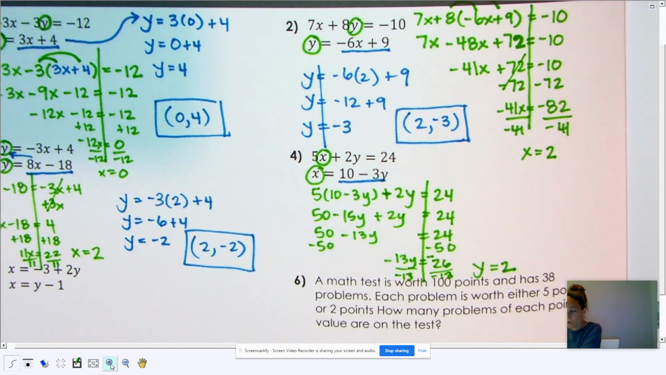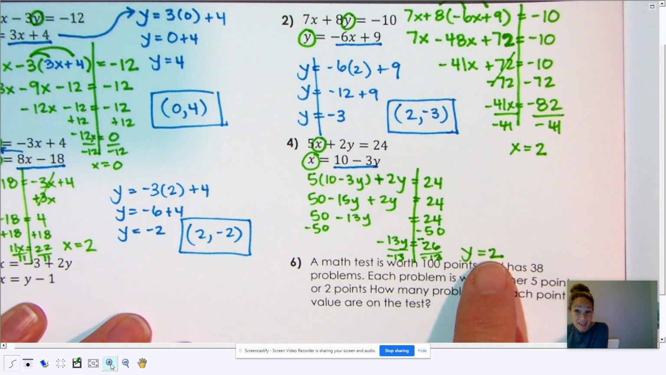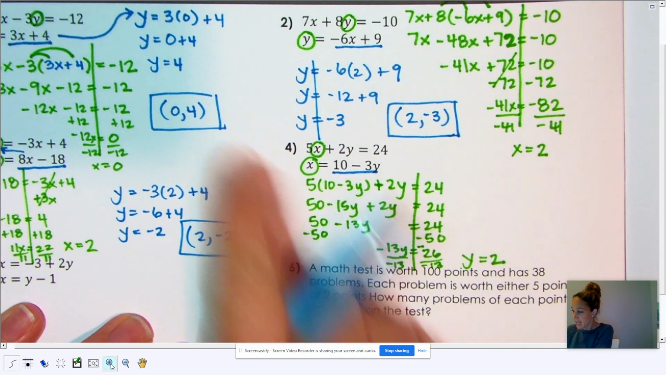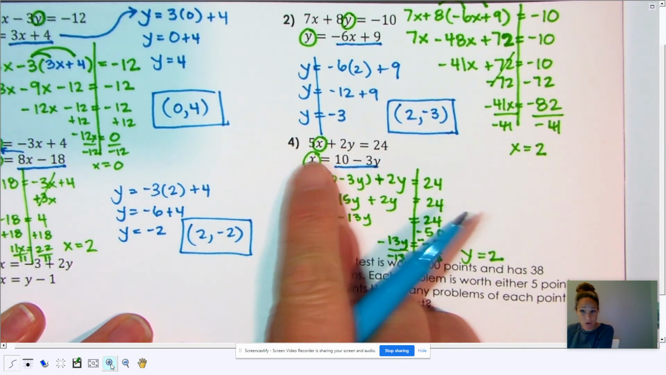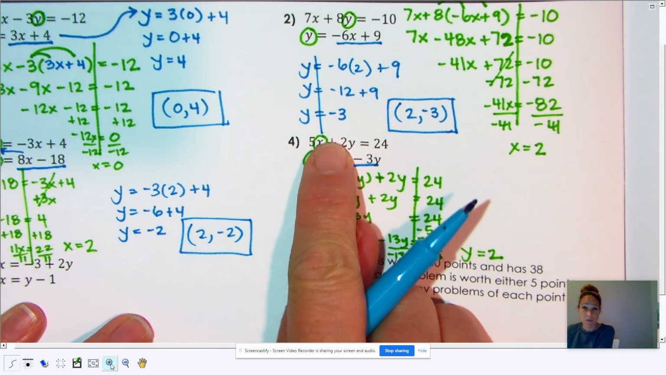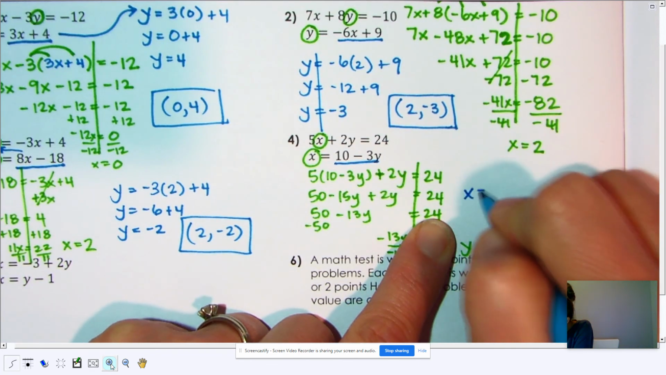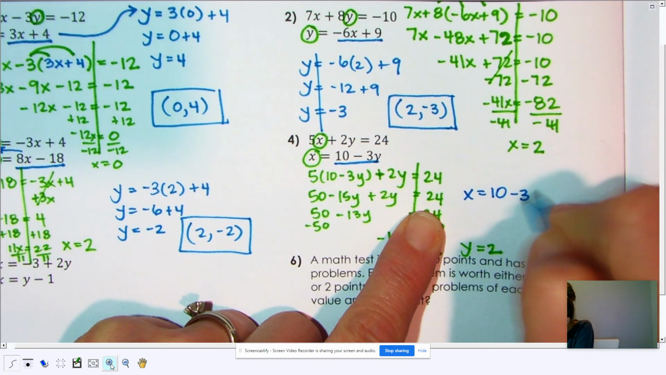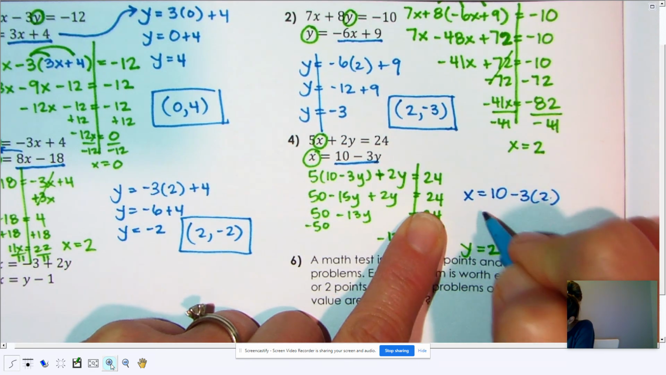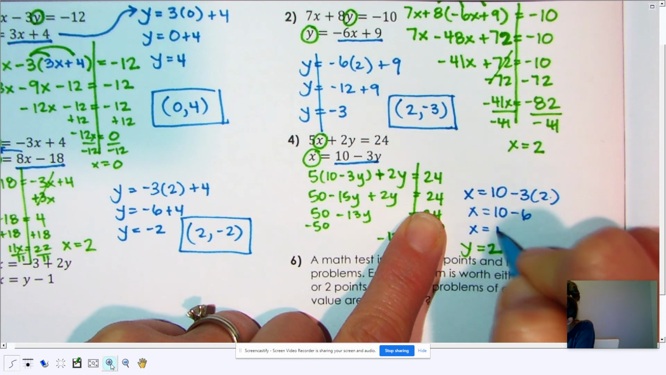All right, and then we're going to plug that back in. Again, this time we have y, so I'm going to plug it back in to find x. I'm going to plug it into the equation where x is already by itself because that's going to be the easiest one. You could plug it into this one, but it would take a little bit more work. Okay, so I have x is equal to 10 minus 3 times 2. And then I have 10 minus 6, so x is equal to 4.